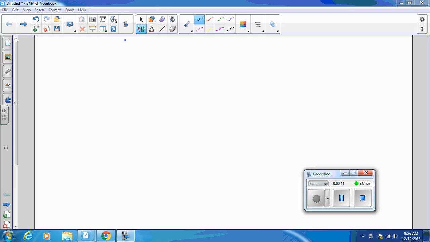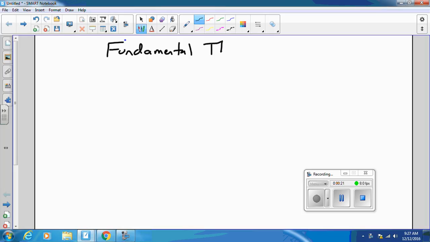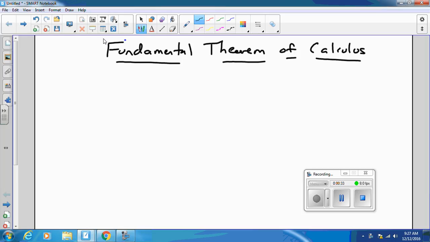I'm excited about today and tomorrow because we are doing the heart of this class here, which is the fundamental theorem of calculus. And the fundamental theorem of calculus is something that you probably remember pretty well from last year.